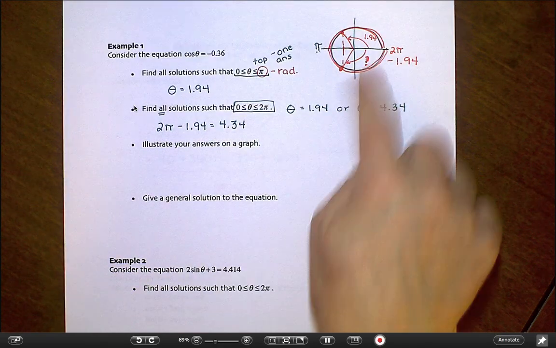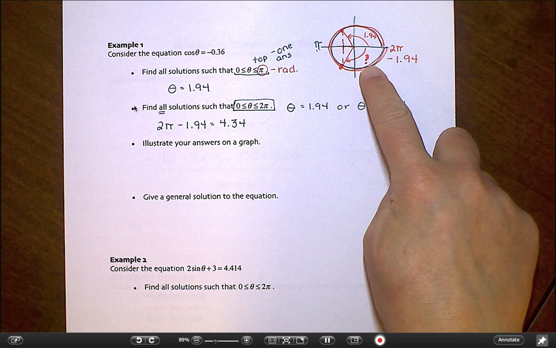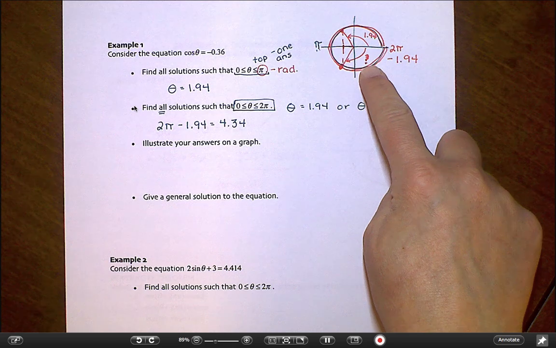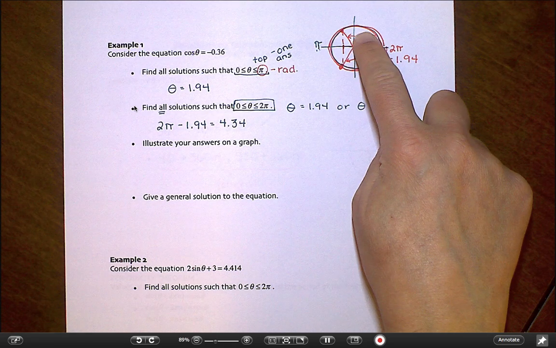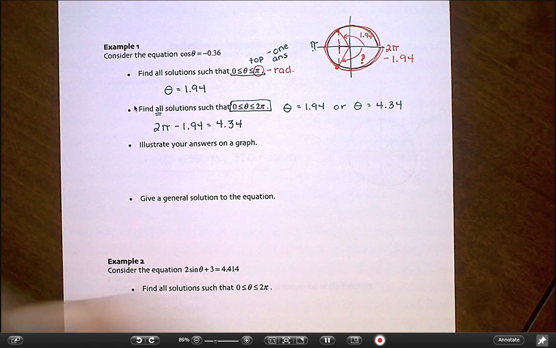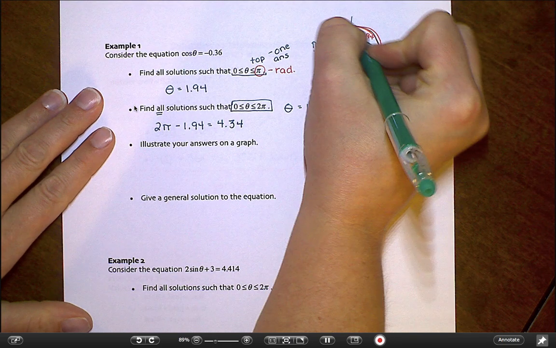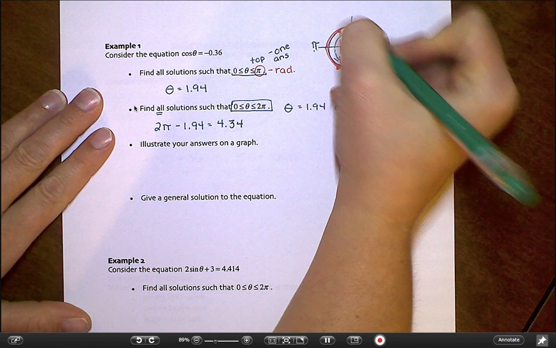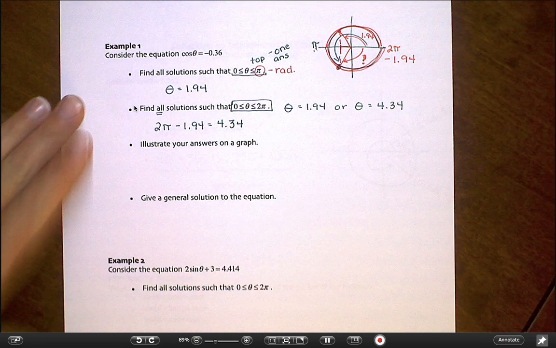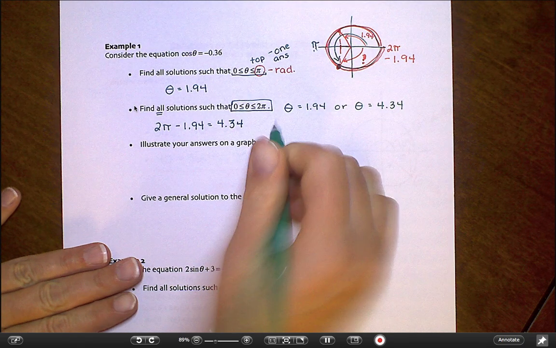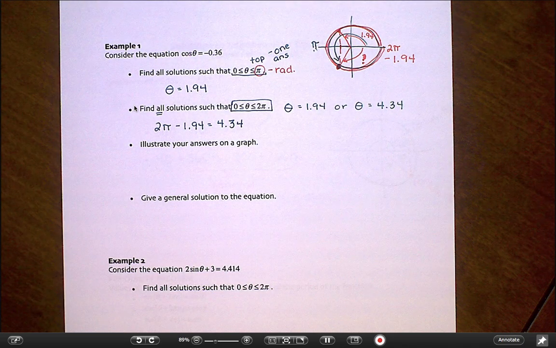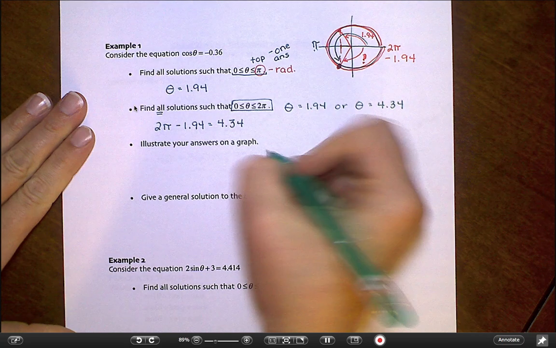Okay, illustrate your answers on a graph. I kind of did that already. That's what this is. So I showed where my two answers would be located. This one is 1.94. This one, if I was measuring going around this way, this would be 4.34 here. It's negative 1.94, but positive 4.34. So this is up above.